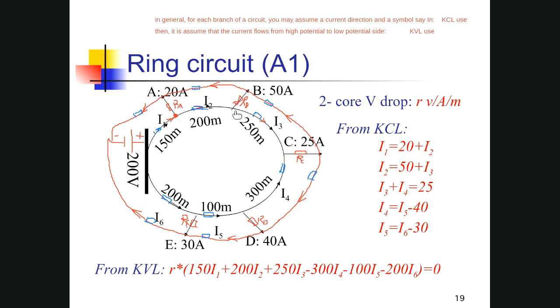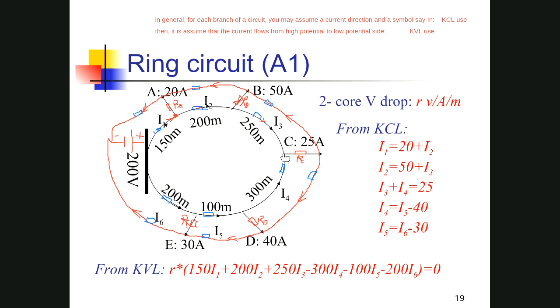Then for the point C, the current I3 is in, the current I4 is in, and current 25 amperes is out. This means that the load C, according to your assumptions here, is getting current from two sides, partially from I3, partially from I4, in total 25 amperes. So I3 plus I4 equal to 25 amperes. That's the meaning of it.